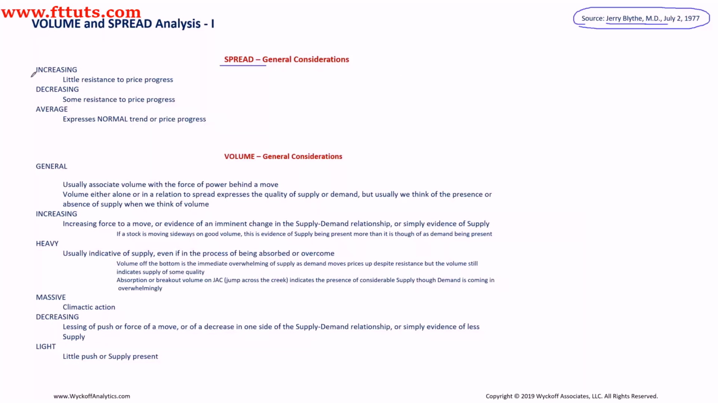Under the spread, the increase in spread would suggest that there is little resistance to the price progress. Decrease in spread would say the opposite, some resistance to price progress. And then the average is going to just express the normal trend of price progress. Volume is going to be much more difficult. General considerations: usually, volume is going to be associated with the force behind the move, so we usually would think about the effort behind it. Volume usually expresses the quality of supply and demand, and we'll talk a lot about this because we will be creating those volume equations with the supply and demand.